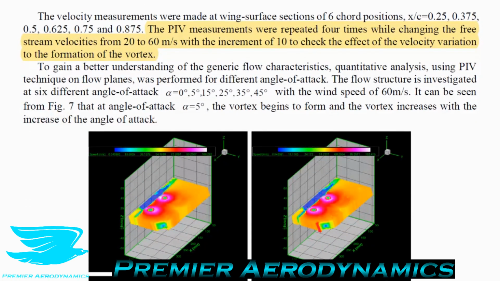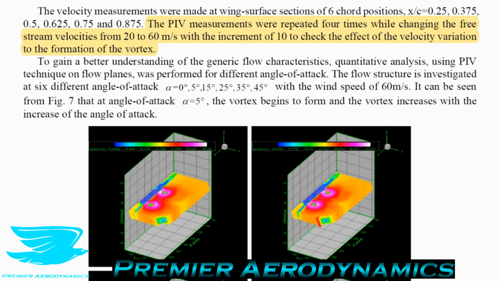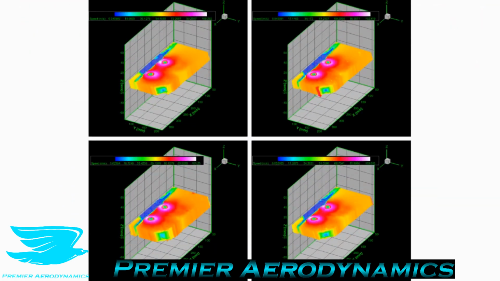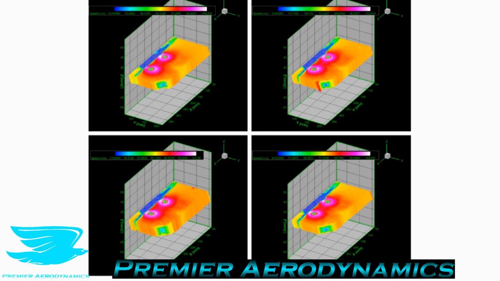So they go on with some more validation. They say the PIV measurements were repeated 4 times while changing the free stream velocities from 20 to 60 meters per second with an increment of 10 meters per second to check the effect of velocity variation from the formation of the vortex. And again, this is really cool. These figures show similar developments. Perhaps the vortices get stronger, but again, you have high velocity around the vortices, which I've not seen before.